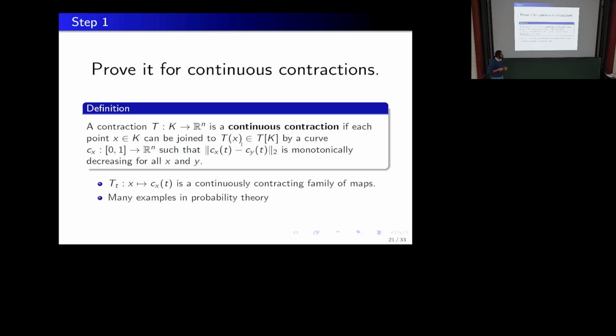Yeah, many examples. And what do we want now? If we want to prove it for continuous contractions, we want to show that this quantity is decreasing in t. This is what I want to show. This is step 1.